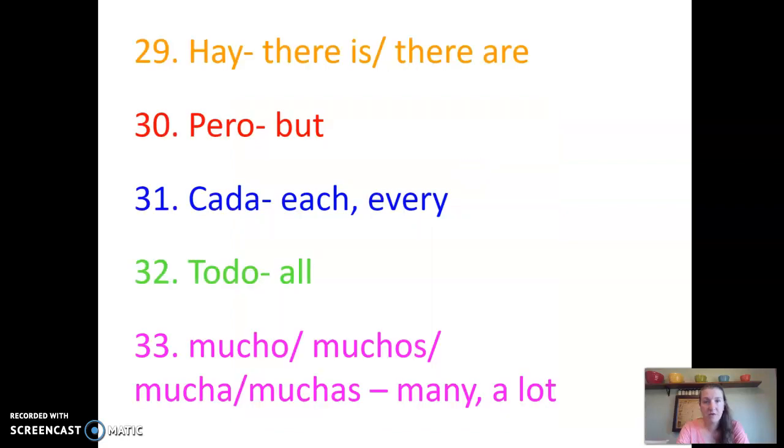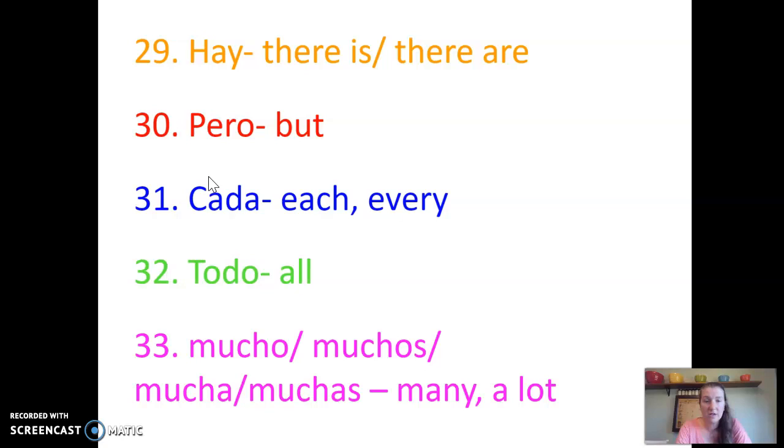Bunch of words here that we don't have pictures for because they're not nouns. So the word hay right here, the H is silent in Spanish. It's not hey or hi, right? The word hay means there is or there are. So you could say, hay diez velas en el pastel. There are 10 candles on the cake. Or there are X number of rooms in your house. Pero with one R means but. Perro with two R's is a dog. Okay. Pero means but.